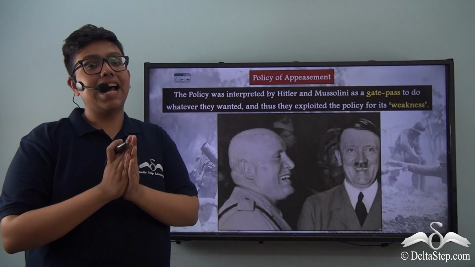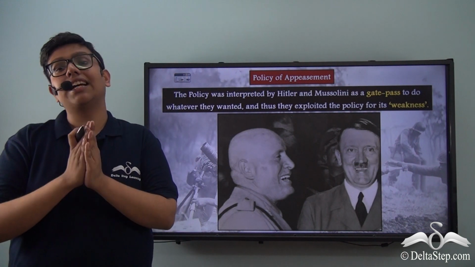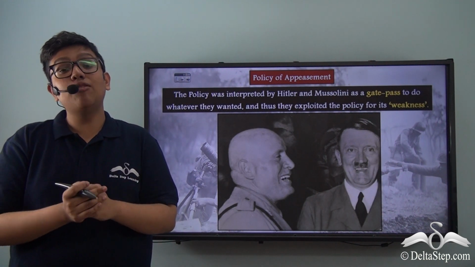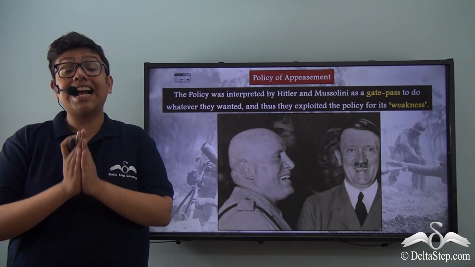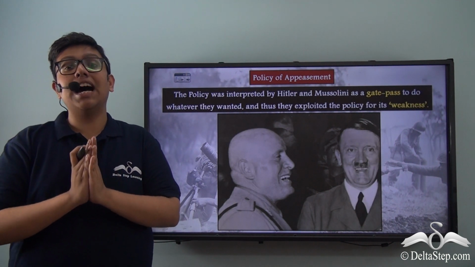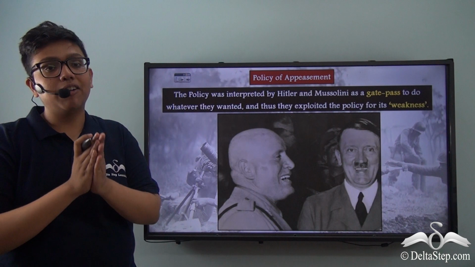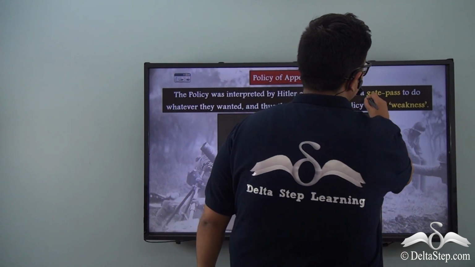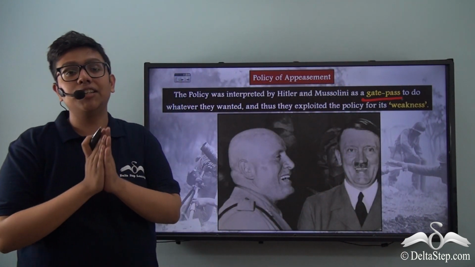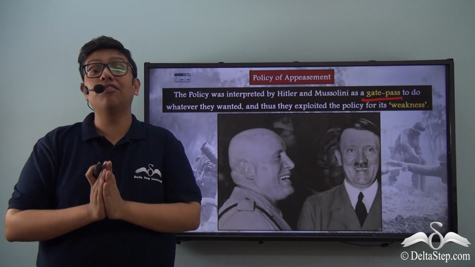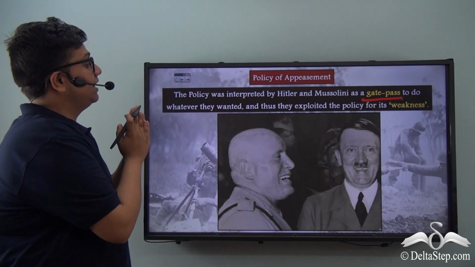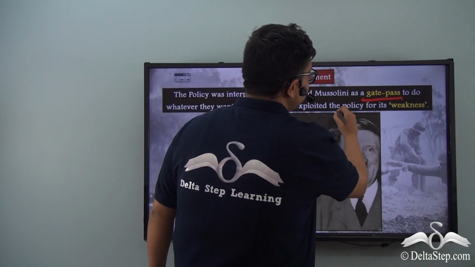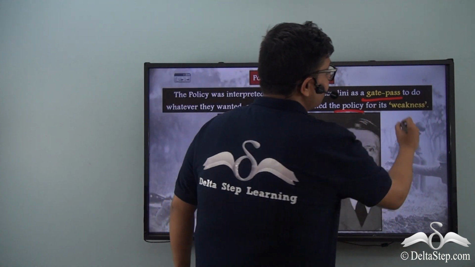Where the public residing in the Allied nations started to sympathize with the discontentment among the Germans and Italians, Mussolini and Hitler spun this around and told their own public that the Allied nations are actually scared of what Italy and Germany are now capable of doing. You see, the Axis powers therefore used the relaxation of the Allied nations as a sort of gate pass, a gate pass to expand or conquer any nations they wanted and to do whatever they wanted to do. And they knew that they would not be stopped by the Allied nations. And thus, they exploited the policy of appeasement for what they perceived as its weakness.